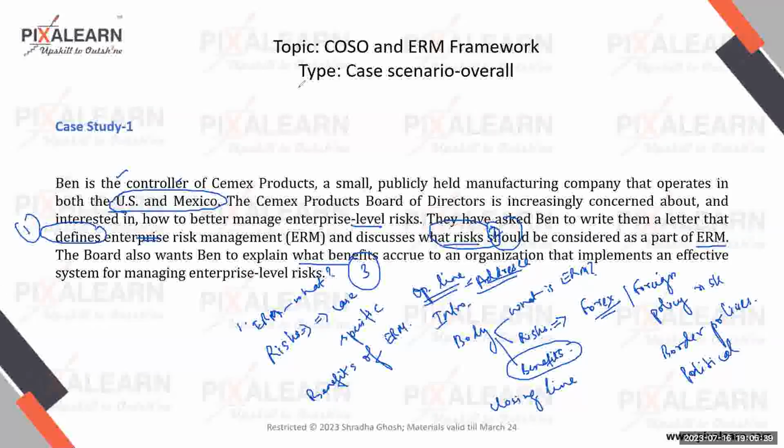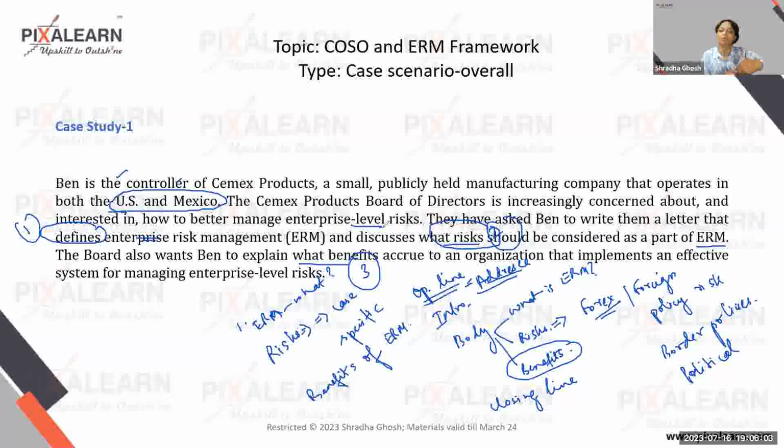So it's a very gray area question because it's such an open question that we know so much about ERM that we don't know what to write and what to leave. So first, understand the ask of the question. Second, frame your answer. The intro would be a very simple straight line that I'm going to discuss what is ERM, the risks and the benefits. Very simple. Intro done. Then you go to body.